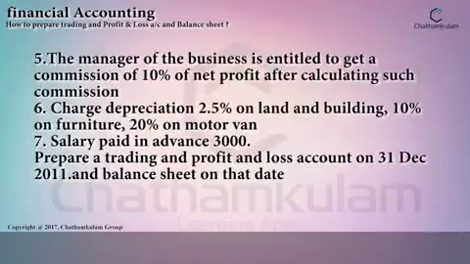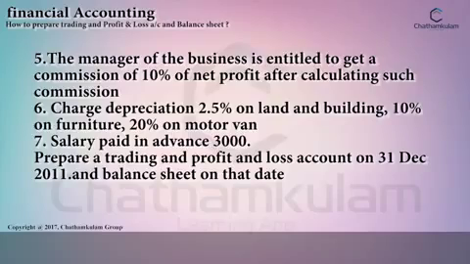The fifth adjustment is that the manager of a business is entitled to get a commission of 10% of net profit after calculating such commission. So, we have to find the net profit and calculate commission. And this will be debited in the profit and loss account and shown on the liability side of the balance sheet.